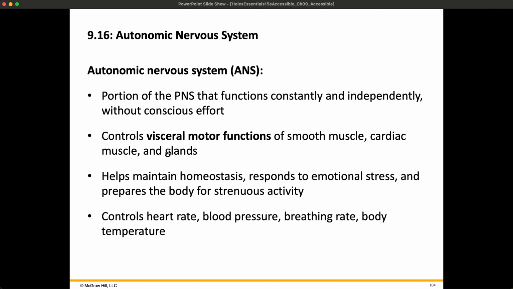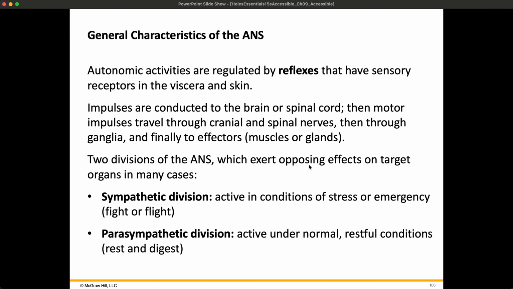Smooth muscle, cardiac muscle, glands, helps to maintain homeostasis, responding to emotional stress, prepares the body for strenuous activity, so fight or flight, rest and digest, that kind of stuff. And then controls heart rate, blood pressure, breathing rate, and body temperature. So the autonomic nervous system keeps you going, keeps you moving. Autonomic activities are regulated by reflexes that have receptors in your organs and your skin. Impulses are conducted to the brain or spinal cord. Motor impulses travel through the nerves and then to the effectors.